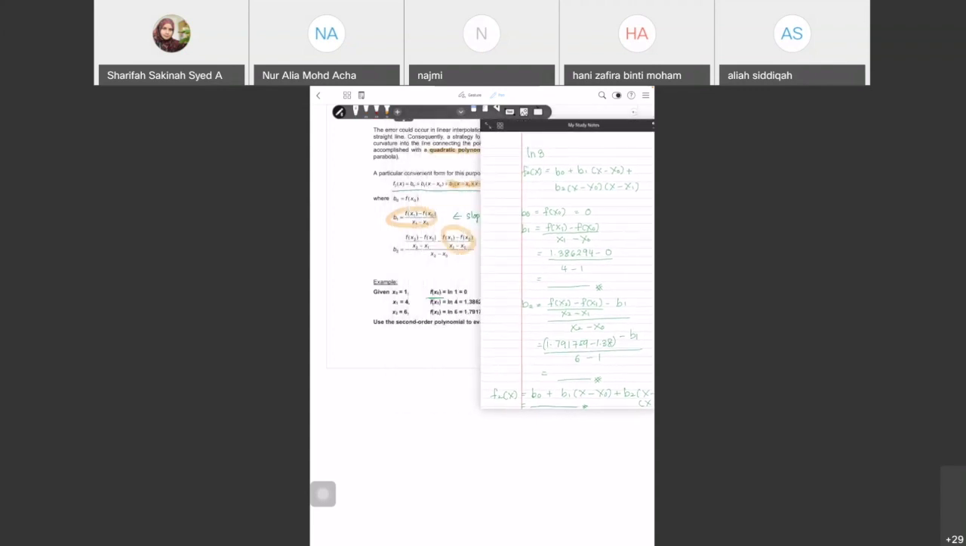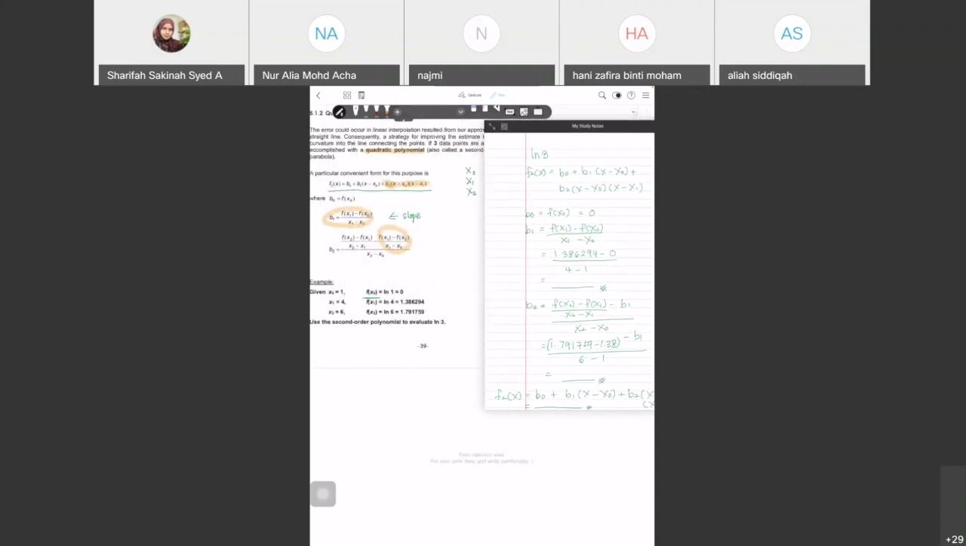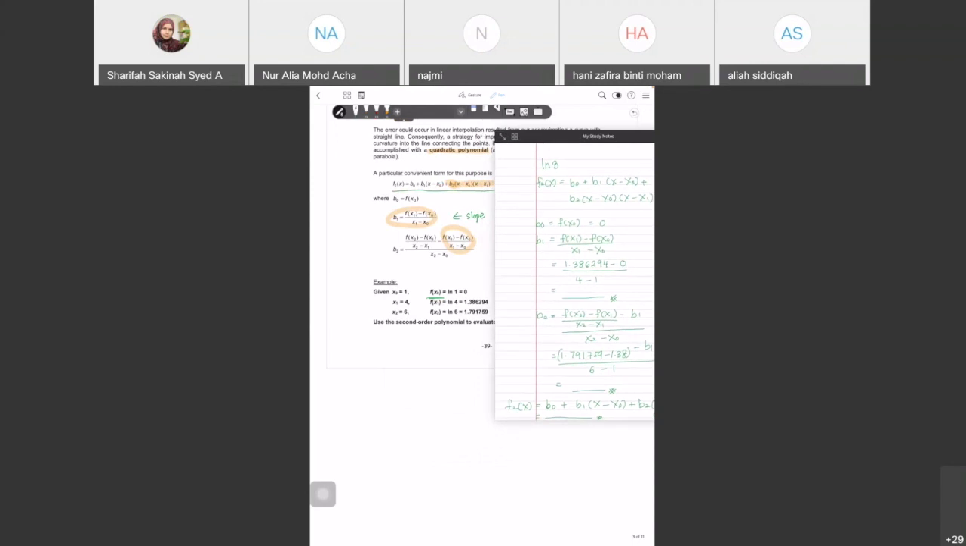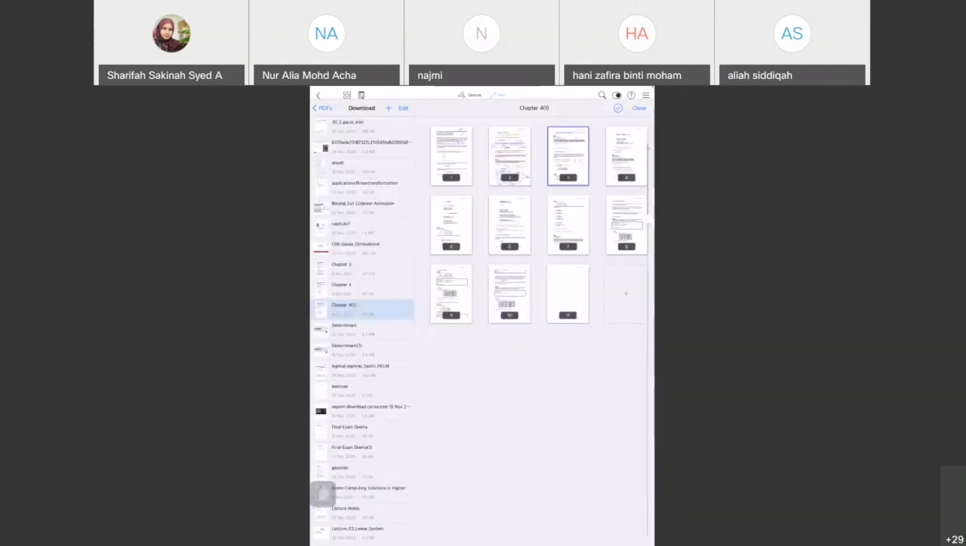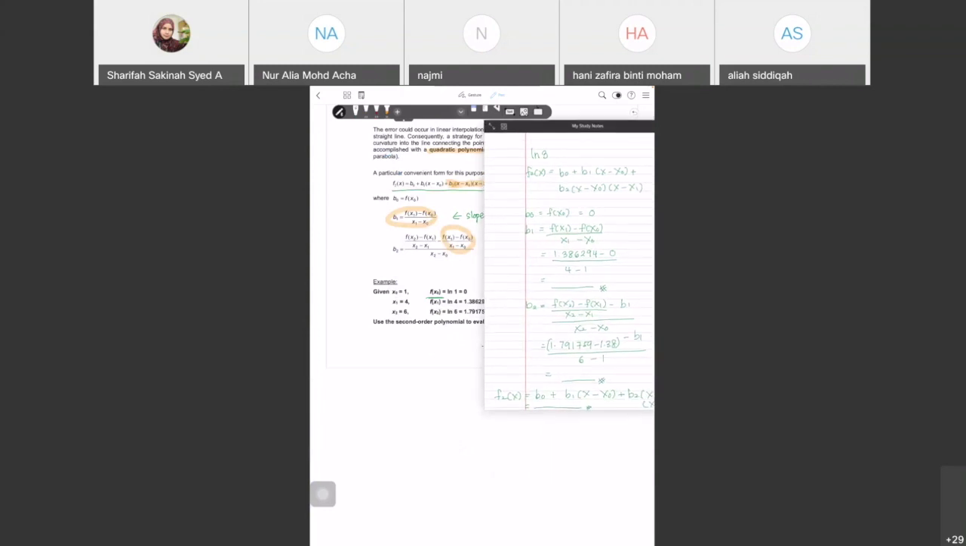Remember, our question is this one. So please give me the value of b1, b2, and then the final one is f2. Share your solution with your friends in the chat box. So we have b1. b1 is 0.4620. Okay. And then continue to calculate b2. And then finally you can calculate f2.